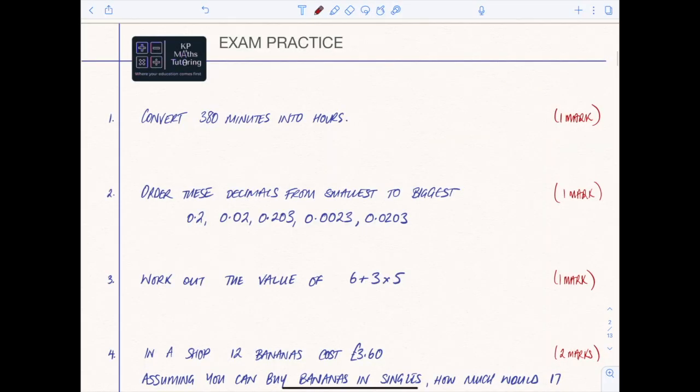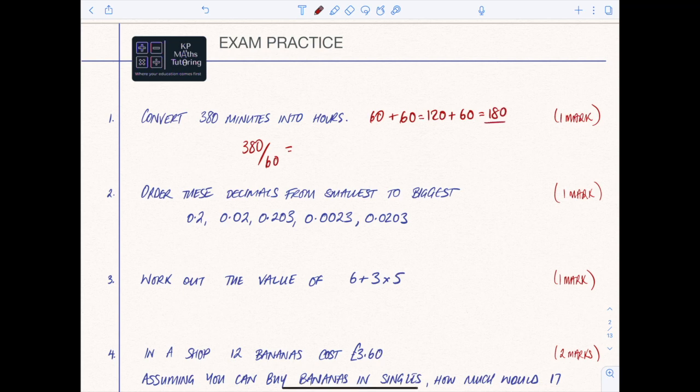So question 1 says convert 380 minutes into hours. You can see as well on the right hand side, I've put how many marks each question is for you as well. So looking at this one, 380 minutes into hours. So we know 60 minutes is 1 hour. I'm basically just effectively doing 380 divided by 60 to see how many times that goes into it, right? So, or you could go 60 plus 60, that's 120, plus 60 is 180. So I know that that would be 3 hours, etc., etc.